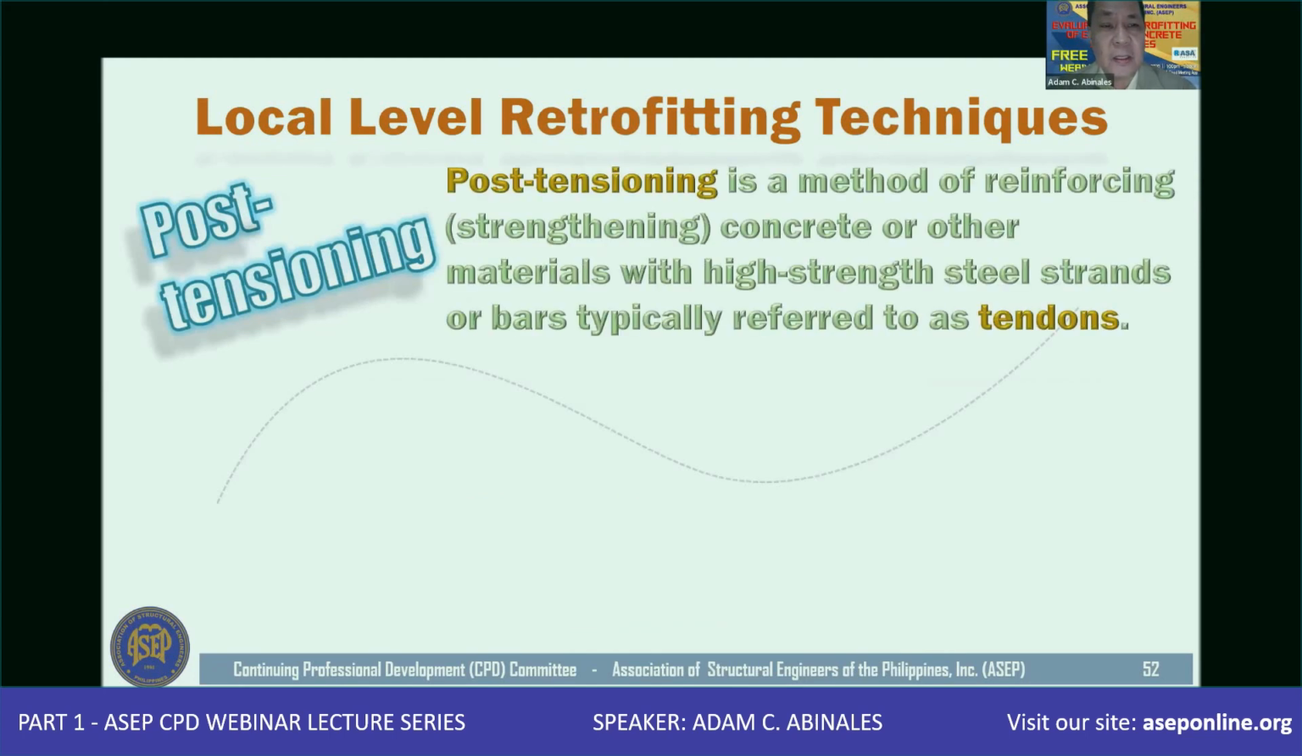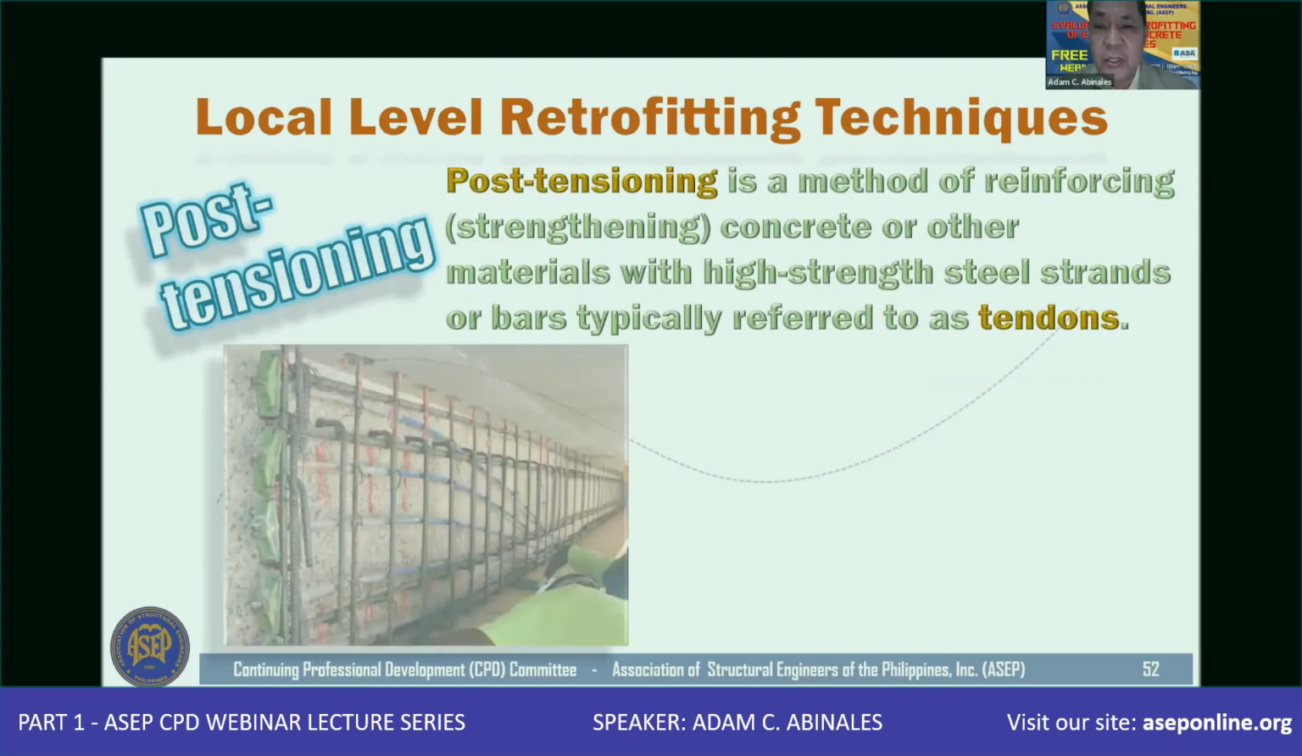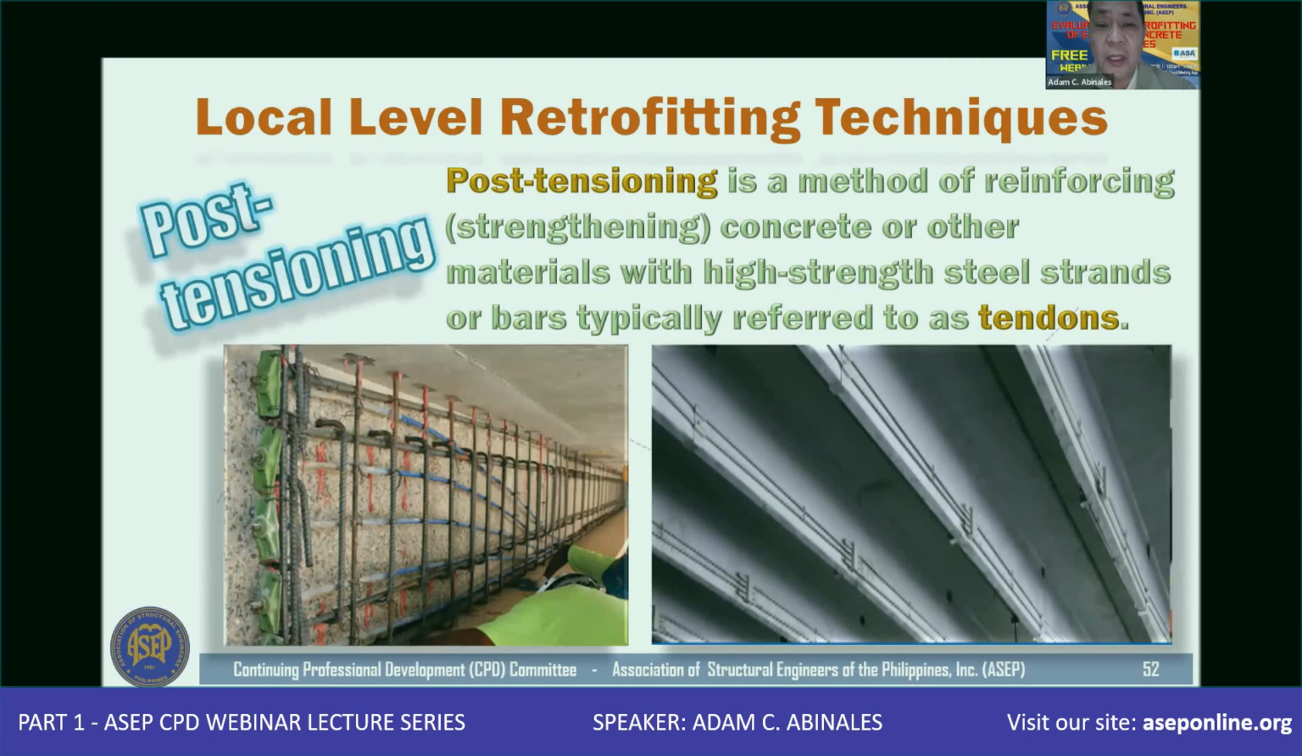The alternative is to do post-tensioning. Now, post-tensioning is a method of retrofitting or strengthening concrete or other materials with high-strength steel strands or bars, typically known as tendons. Of course, as you can see in this photo here, these are the tendons which are placed outside the face of the girder. Similar to this photo here on the right, in the building, wherein you have a series of beams which are all retrofitted or strengthened using post-tension wires or tendons.